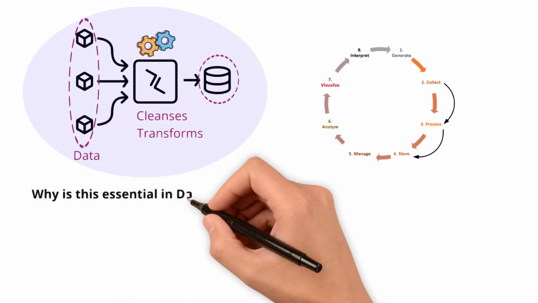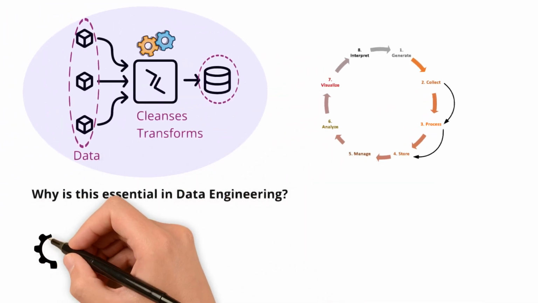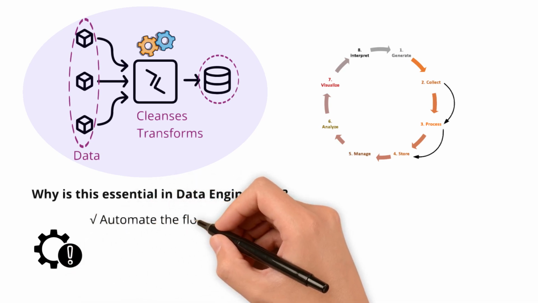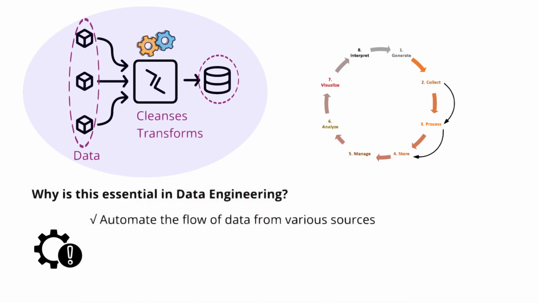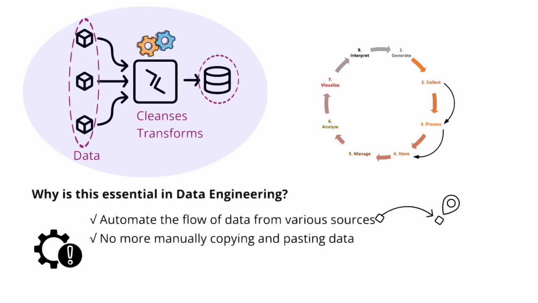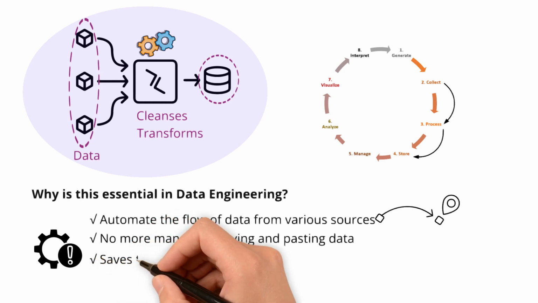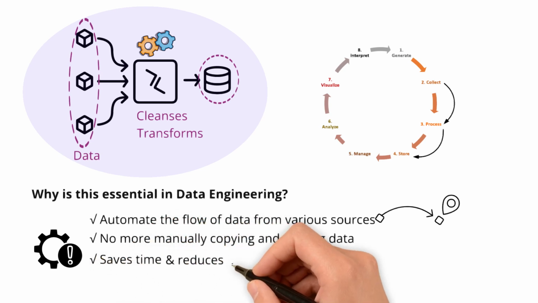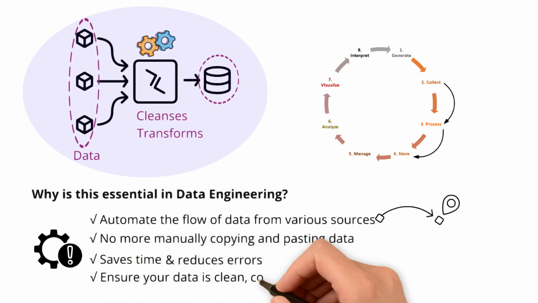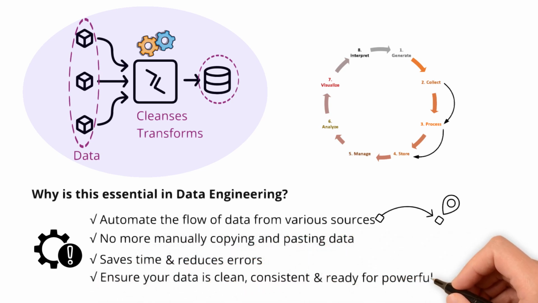Why is this essential in data engineering? Data pipelines are essential because they automate the flow of data from various sources to where it needs to be. This means no more manually copying and pasting data, which saves you tons of time and reduces errors. Plus, pipelines ensure your data is clean, consistent, and ready for powerful analytics.